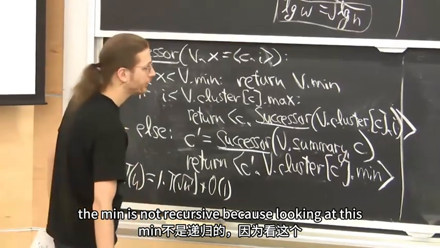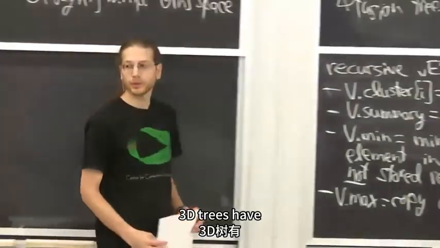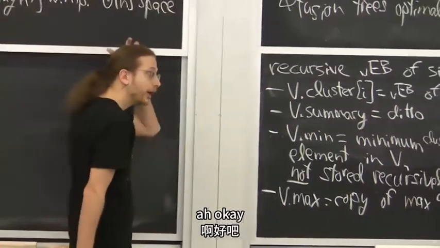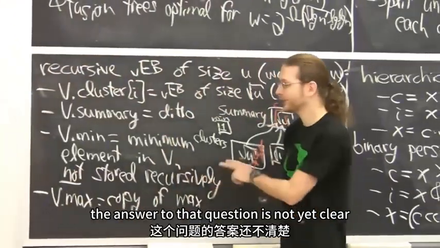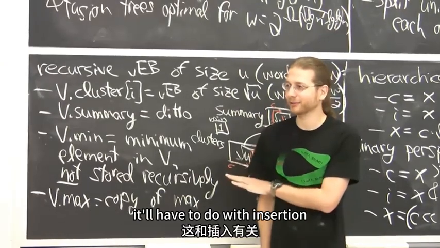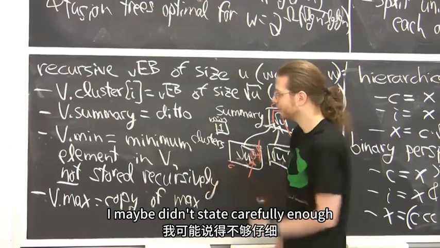Yeah, question? Could you repeat why min is not recursive? Because looking at this, it looks like all of these smaller trees have mins associated with them. Okay, sorry. The question is, why is the minimum not recursive? The answer to that question is not yet clear. It'll have to do with insertion. But I think what exactly this means, I maybe didn't state carefully enough.